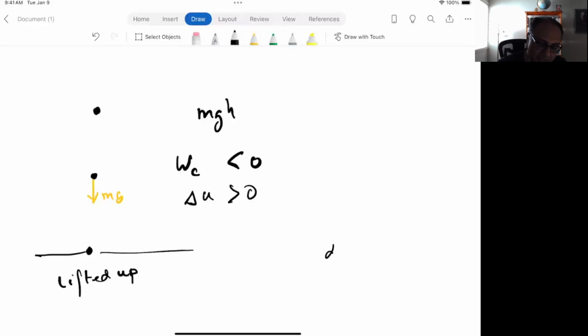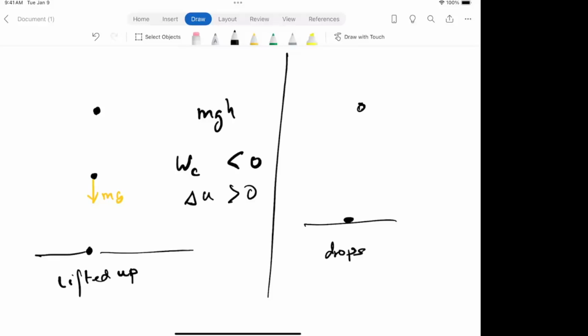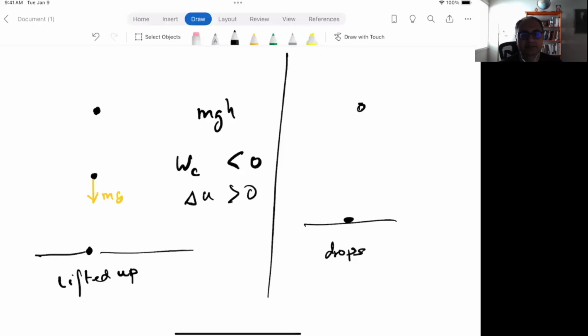And if you let the object drop from here to here, then while it's falling, does gravity do positive or negative work? Positive. Yes, Natalie, what did you say? Positive, very good. Because its force is downwards, displacement is downwards. So the work done by the conservative force is positive.